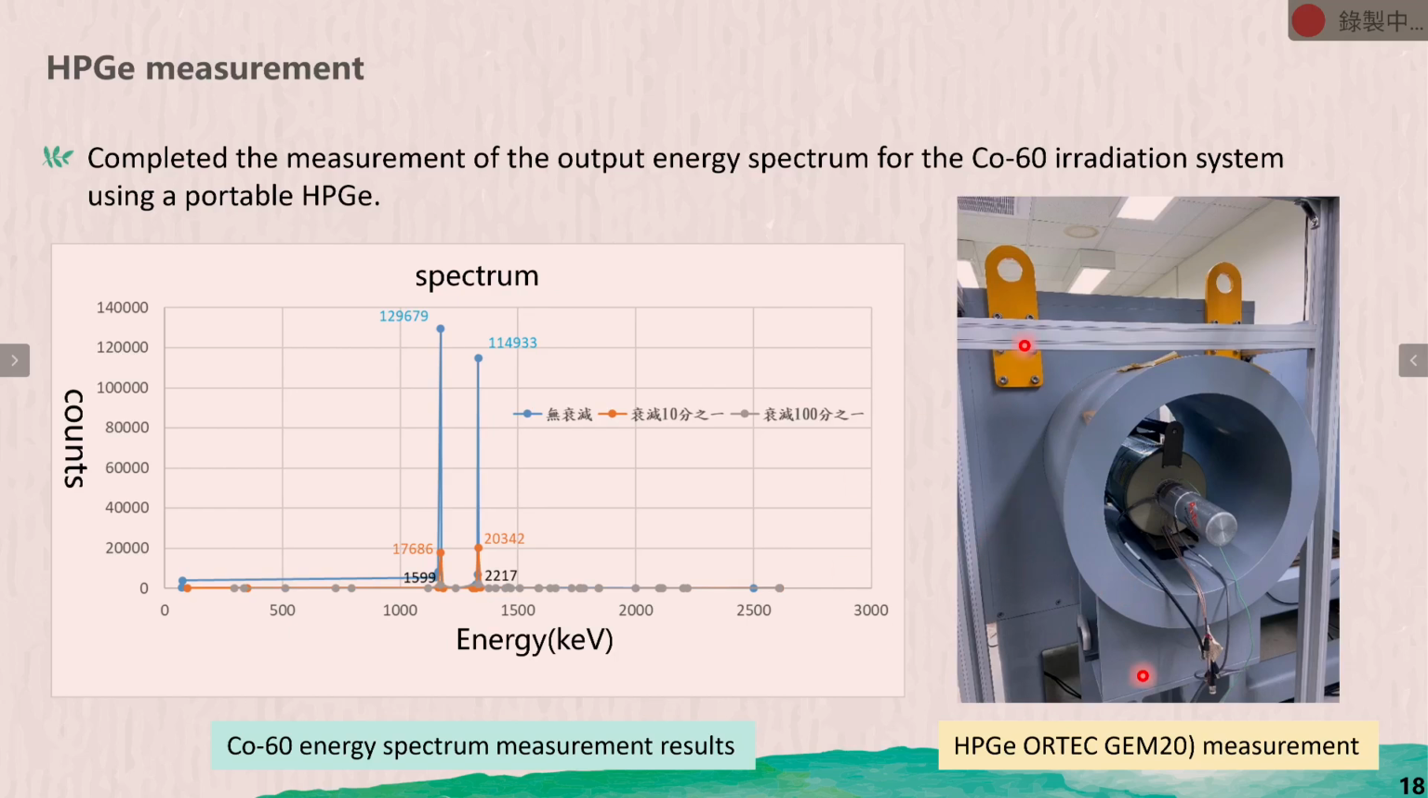Then we have to do the practical measurement, and we use a portable HPGe detector to do the measurement. Like this, we can get the energy and counts, both without attenuators and with attenuators, and we can get the energy of the cobalt-60 spectrum.